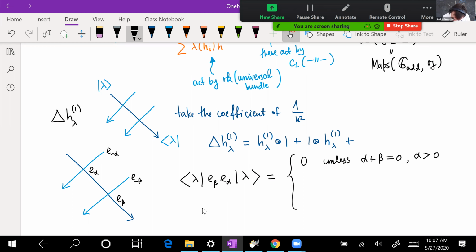So alpha has to be positive for this to be non-zero. And if it is non-zero, then we know that the commutator of E minus alpha and E alpha is minus H alpha, and so we get minus lambda of alpha times, well, this vector is 1. So this is when alpha plus beta equals 0 and alpha is bigger than 0. And this would be this extra sum.